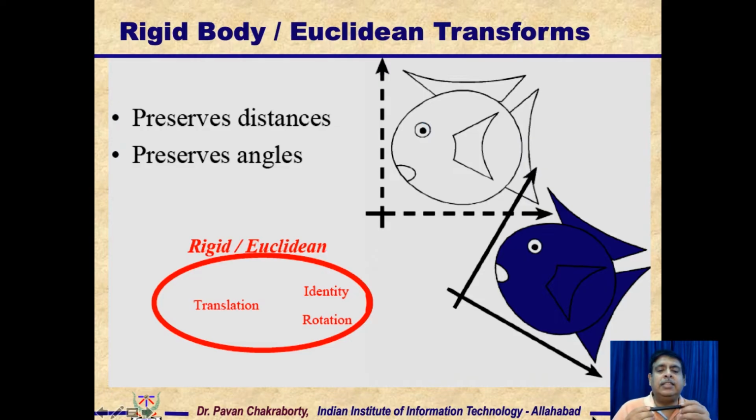As I said, this pen is a solid pen. I could rotate it and I can make a copy of it, or I can translate it. So what I see from this is that this group of translation, identity, and rotational transformation preserves the distance and preserves the angle. That is, the ratios are also preserved.